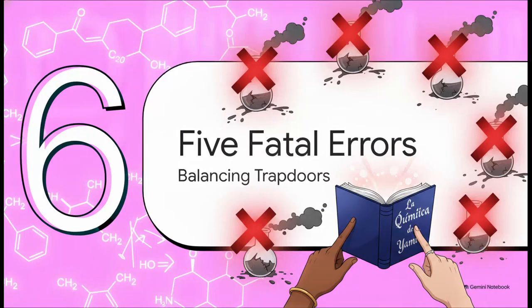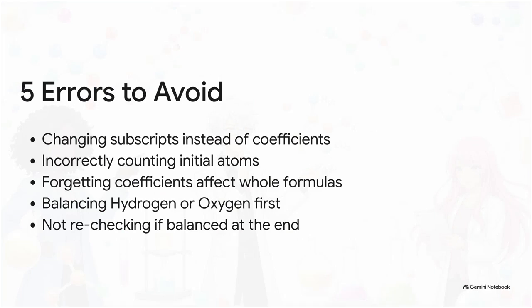And that finally brings us to Section 6, the 5 fatal errors, or as I call them, the balancing trapdoors. We pulled these insights directly from one of our expert Spanish sources, La Química de Yamil, and I'm telling you, they are universally applicable. Let's just drill right through them. Number 1 is by far the deadliest sin, changing subscripts instead of coefficients. Listen, if you need 2 oxygens in water, H2O, you absolutely cannot just write H2O2. That literally, legally alters the chemical identity, turning your harmless drinking water into toxic hydrogen peroxide. Always change the large coefficients in the front.